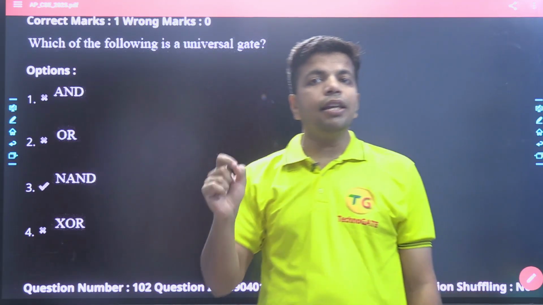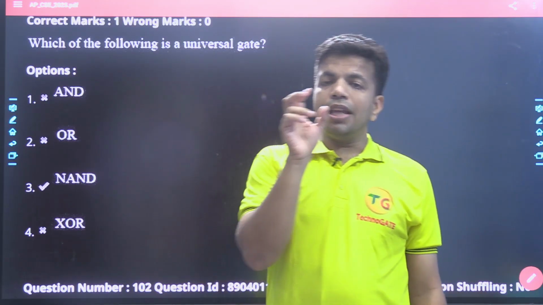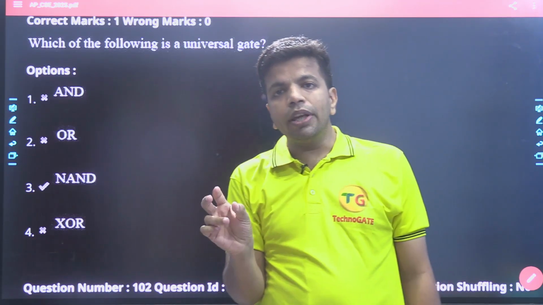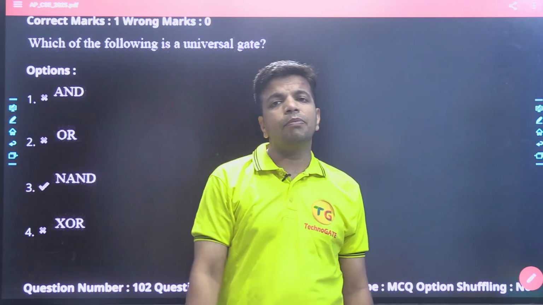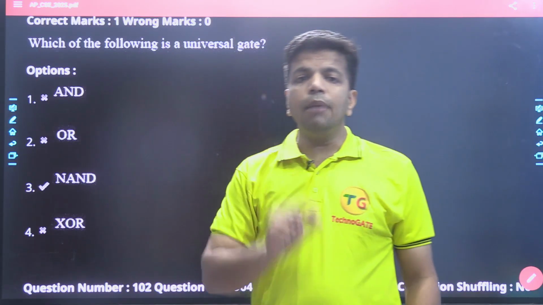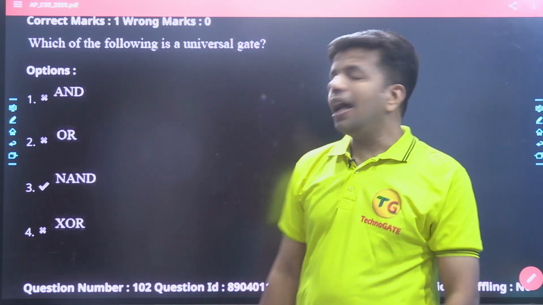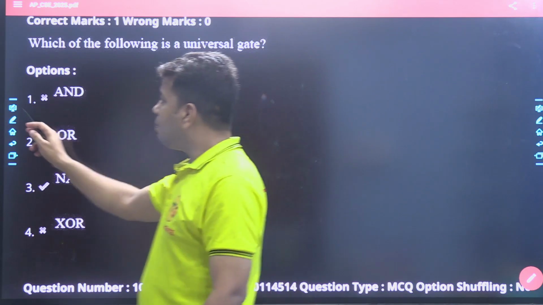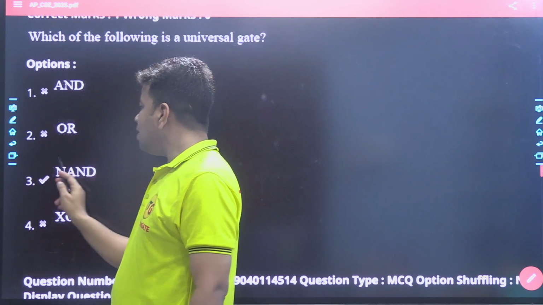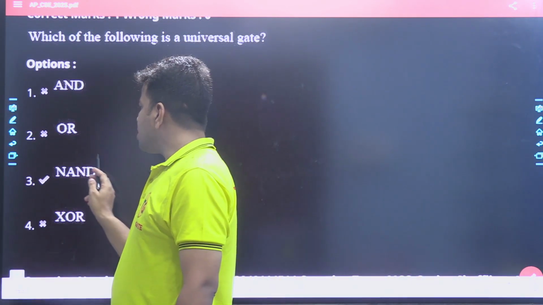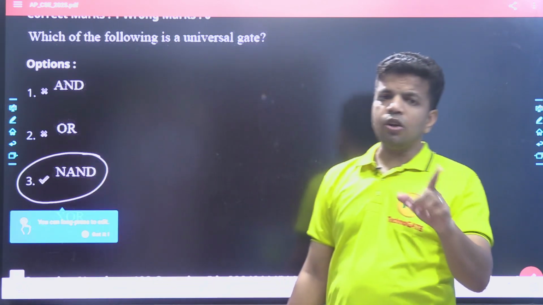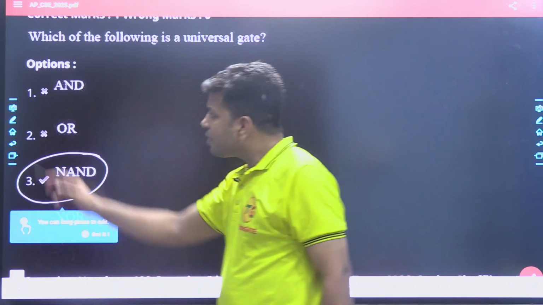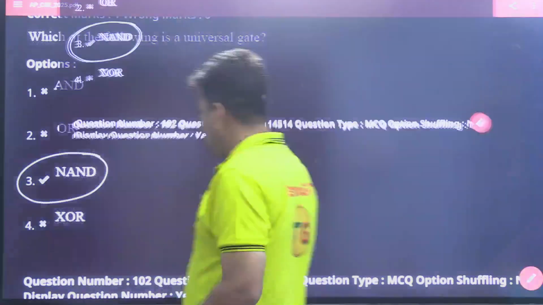Why are we saying that they are universal gates? Because with the help of NAND gate and NOR gate, we can make any digital circuit, any Boolean expression we can implement with the help of these 2. So that's why we are saying that these gates are universal gates, and because of that you need to go with the third answer. Okay, so third is the correct answer, NAND gate. If in place of NAND gate they say NOR, then NOR is also the correct answer. So you should remember that particular point. Let's move to the next question.